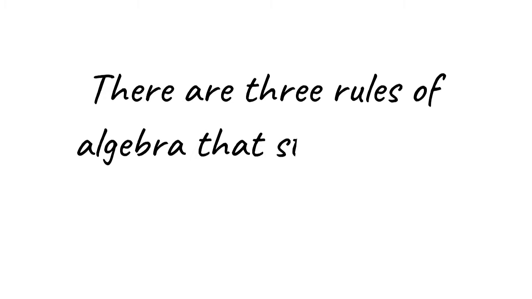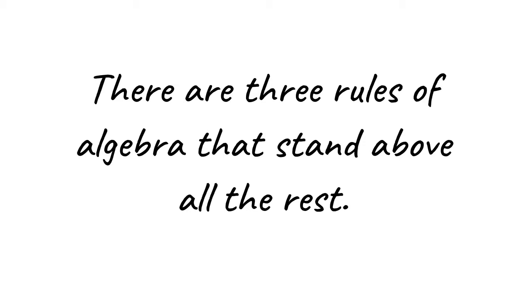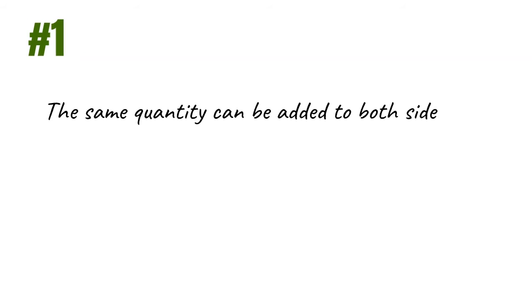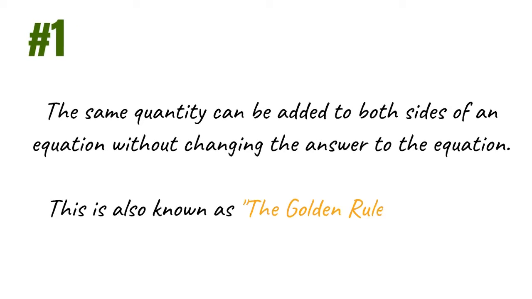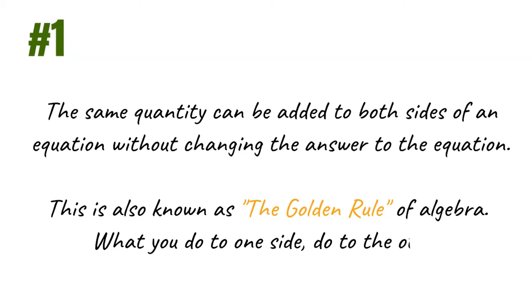3 rules of algebra that stand above all the rest. Number 1. The same quantity can be added to both sides of an equation without changing the answer to the equation. This is also known as the golden rule of algebra. What you do to one side, do to the other.